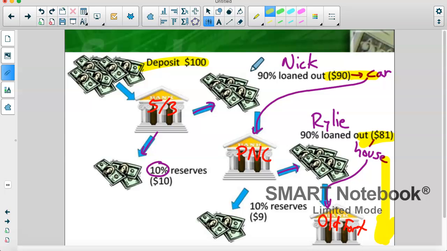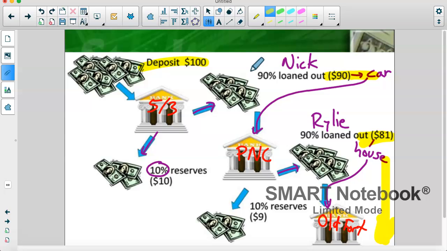And in total, there is going to be thousands of dollars of products bought from just a $100 deposit. It is as if the Federal Reserve created money out of the air. An initial $100 deposit led to a $90 car, an $81 house. All these purchases were made with just a starting point of $100. Think about the benefit to the economy of that happening, okay?